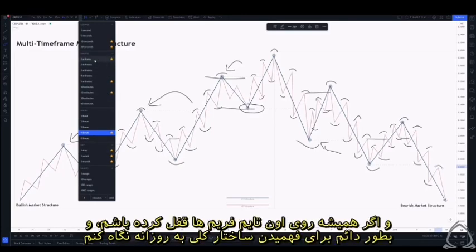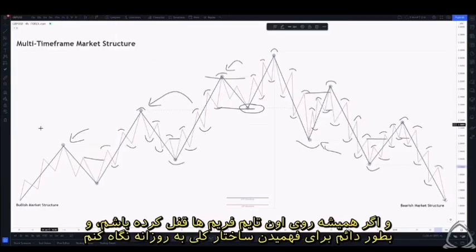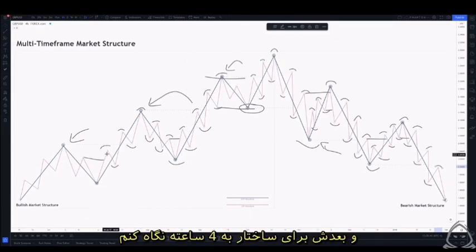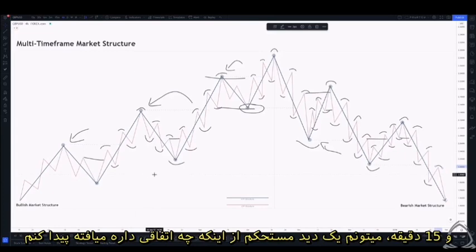And if I'm always locked in on those time frames and I'm constantly monitoring what's happening on the daily in terms of the higher time frame market structure, then looking at the 4 hour for the market structure, and then the 15 minute, I can build a solid understanding of what is happening on all time frames.